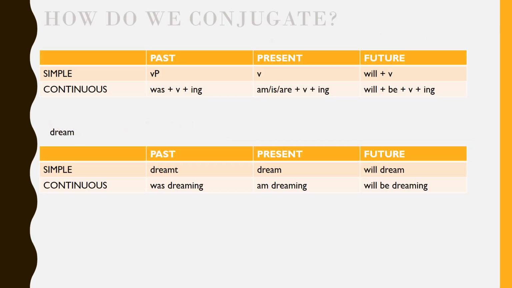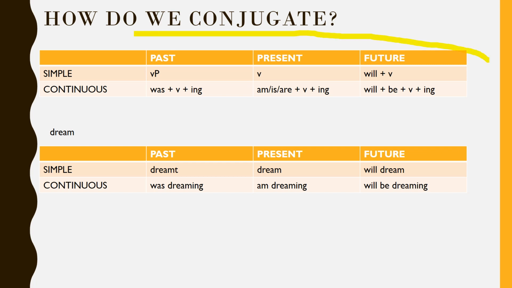Now, how do we conjugate? So I want you to focus on this table here for me, okay? If I can just get my highlighter. I want you to focus on this table right here. It might look like Greek to you now, but just bear with me, please. It will make sense in a second. We are going to eat the elephant one bite at a time.